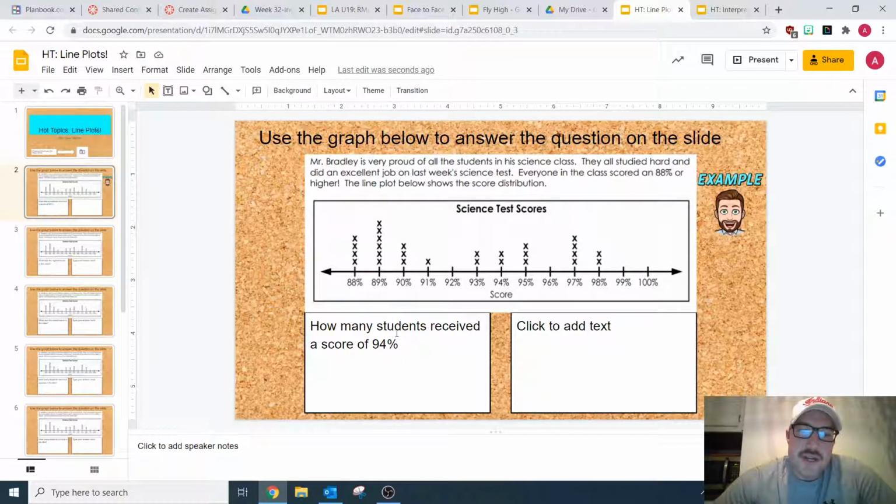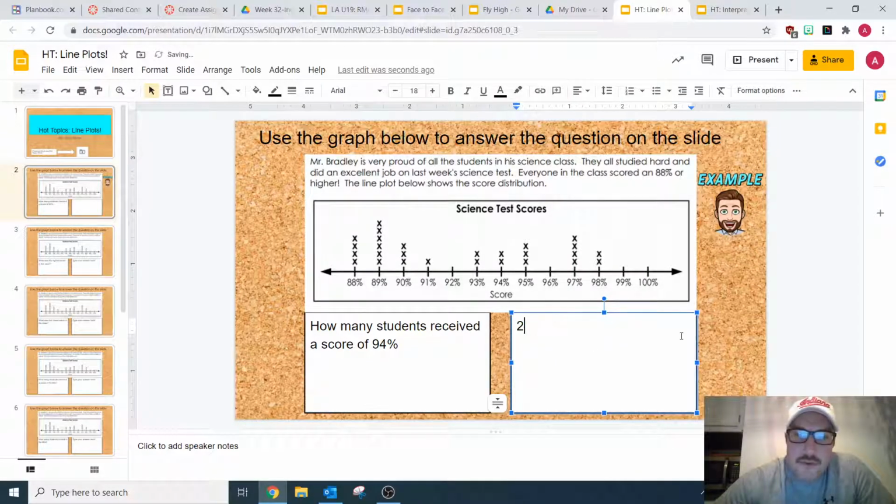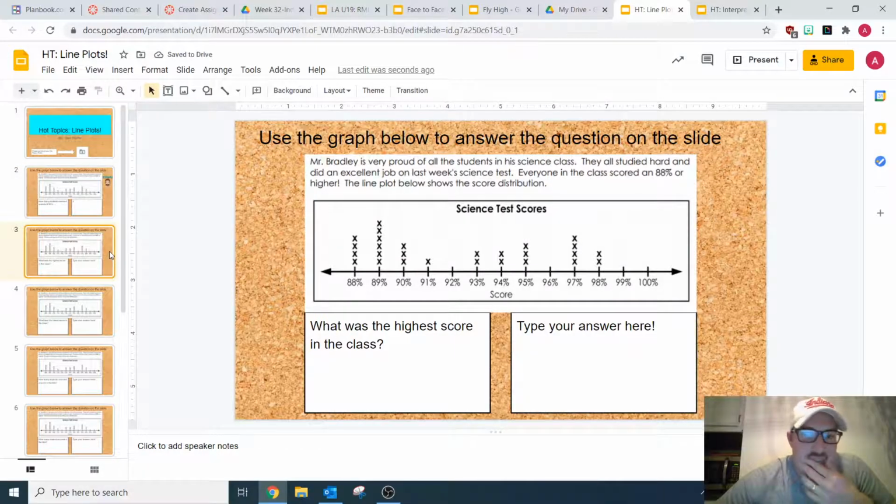My question here is, how many students received a score of 94%? I'm going to look along the bottom where it says score. It says 94%, and above it I have 2 X's. So that means 2 students scored a 94%. You're going to go through and look at these other things, and you're going to type your answer over here on the other side.